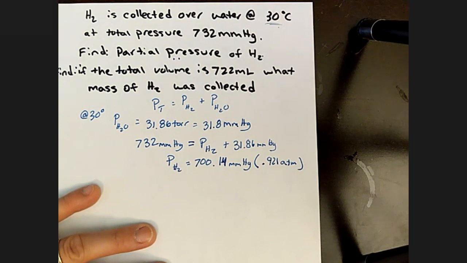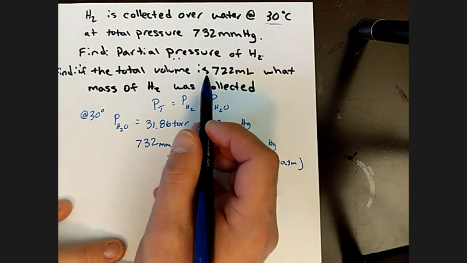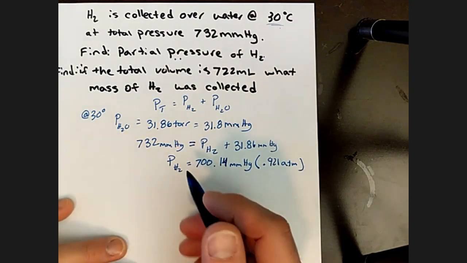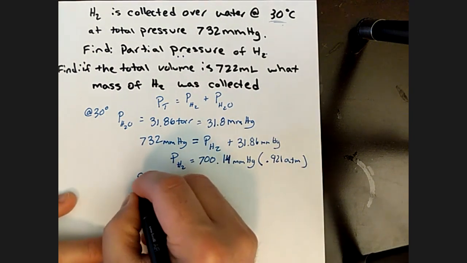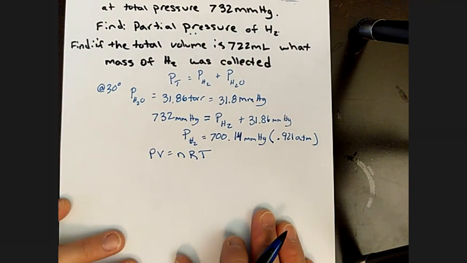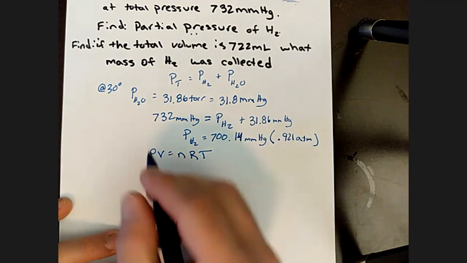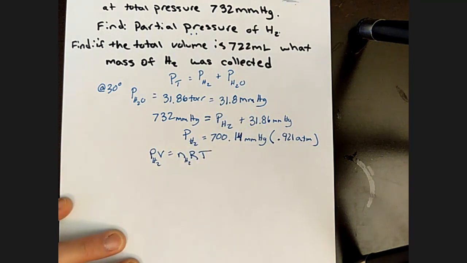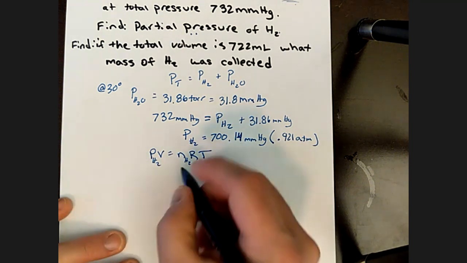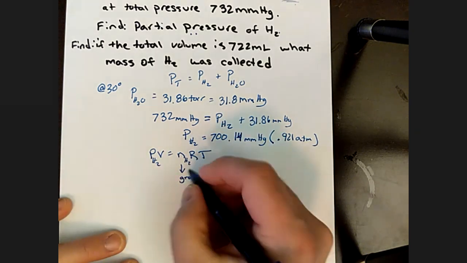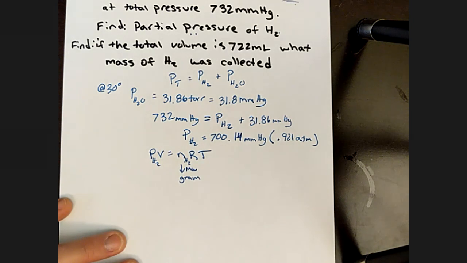All right. Now, for the second part, if the total volume is 722 milliliters, what is the mass of hydrogen collected? Again, this is a PV equals nRT problem. We're really trying to get the moles so we can find the grams. With the molecular weight, we can find the grams.